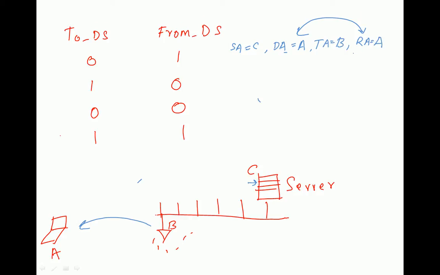Great, now that you've understood that, let's dive a little deeper and have a look at the second combination. The second combination is where the to_ds bit is set to 1 and the from_ds bit is set to 0. You would notice this in a frame which is going from the client.